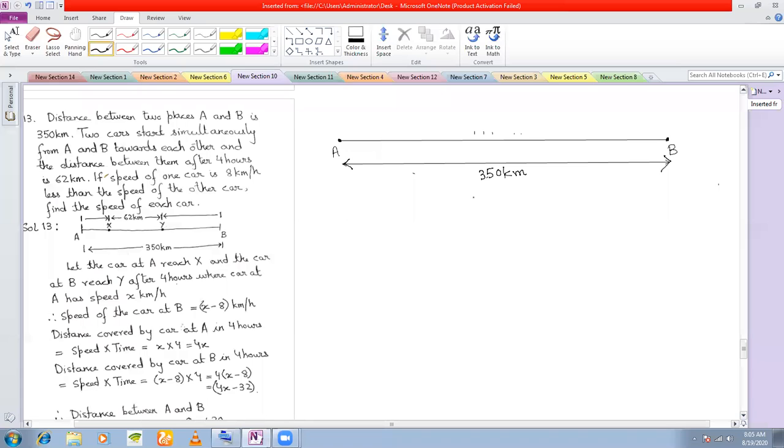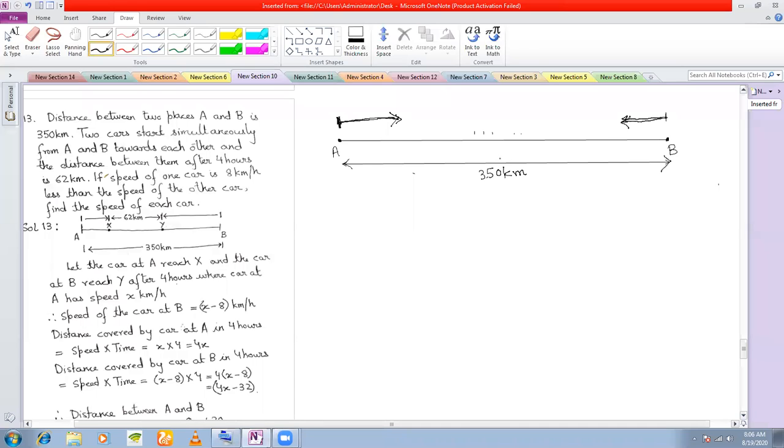Two cars start together from A and B. Simultaneously means together from A and B. Okay, so one car is starting from A here. Okay, so one car starts from A here in this direction. Okay, and the other car starts from here in this direction. Okay, two cars start simultaneously from A and B towards each other. So they are traveling towards each other. The cars are actually moving towards each other. Okay, this is moving here and this car is moving in this direction.